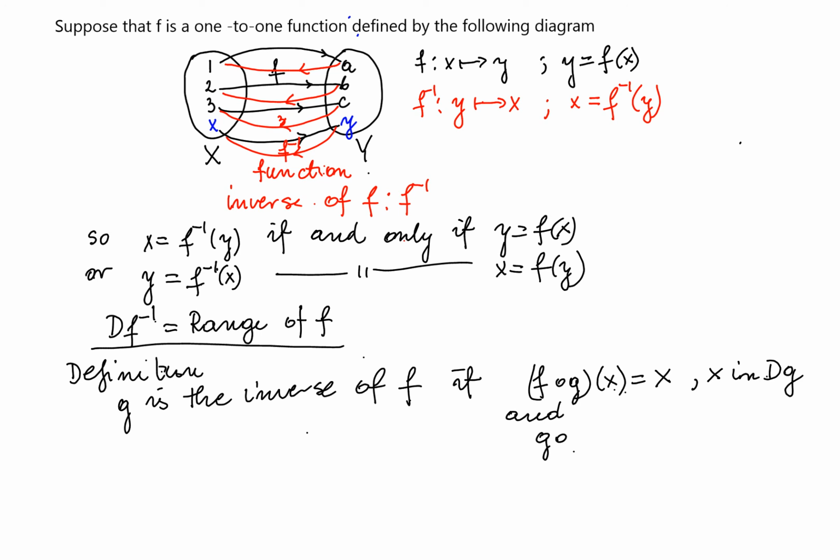And the second condition is that the composition of g with f is also the identity function, so on that value x it is also x, but this time those x's are in the domain of f. We'll discuss other properties of the function and its inverse in the subsequent videos.